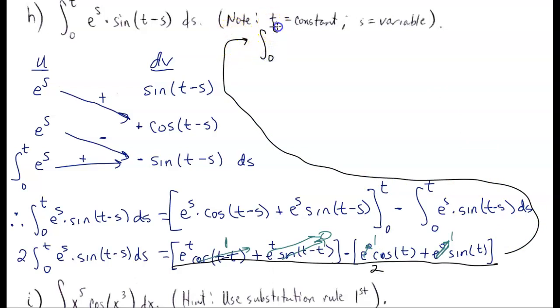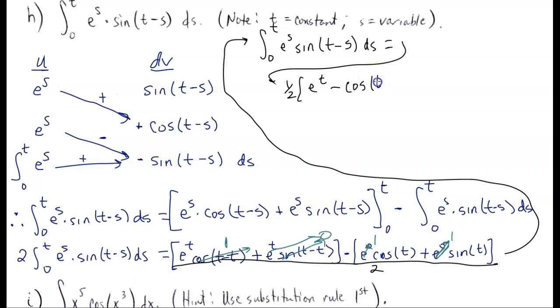And so here, the integral from 0 to t of e to the s sine of t minus s ds, that is just going to equal 1/2, and then in this first term here, e raised to the t, and then we have a minus cosine of t, and if we distribute that minus to the second term, it'll be a minus sine of t as well. And that would be our final answer.